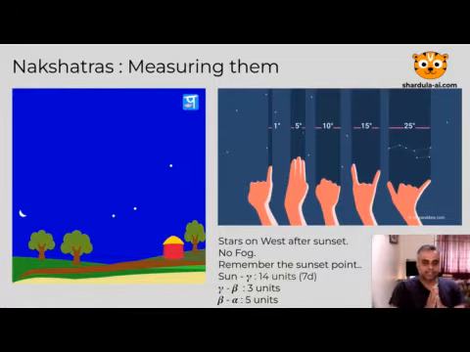This sequence of stars is called Ashwini, or Alpha Arietis, Beta Arietis, Gamma Arietis. The distance between the first two stars is basically 3 units. That means if you keep 3 suns or 3 moons here, this is 3 units. And between this star and this star, it is approximately 5 units. That is the horizontal distance.